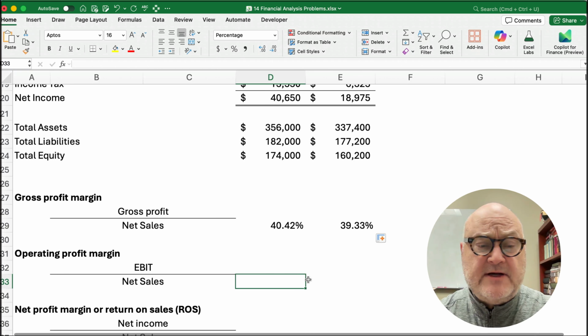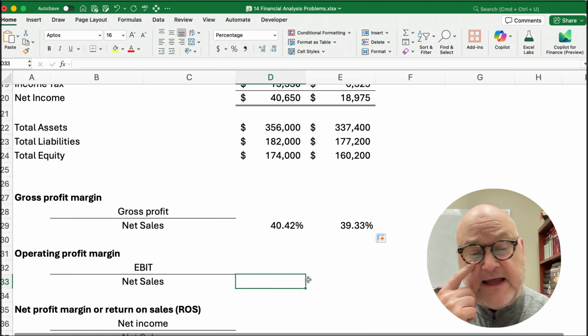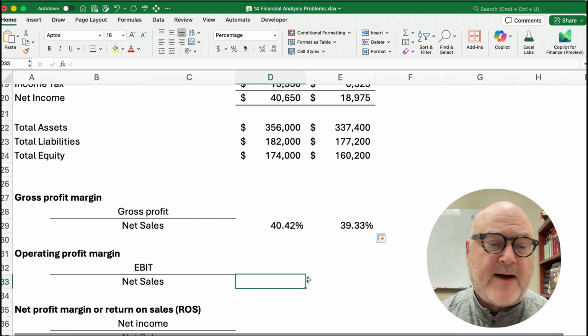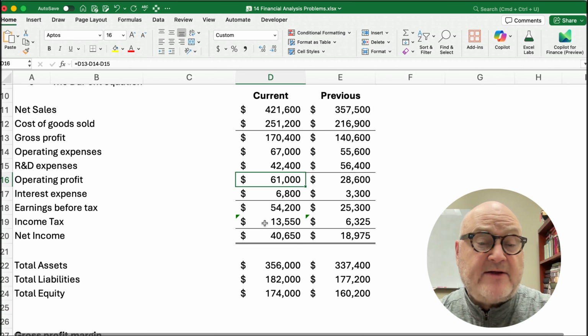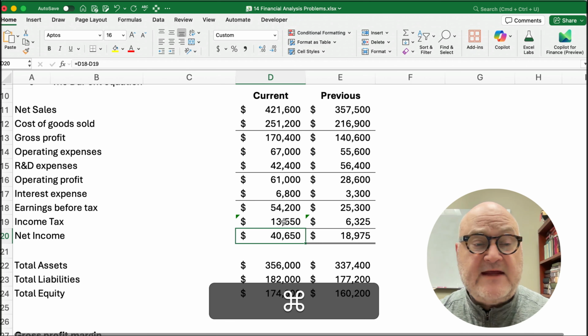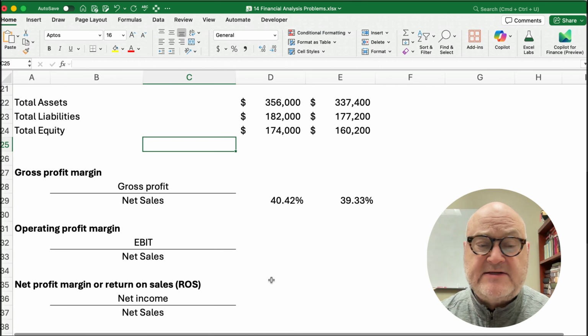And another way we're going to measure our profit is operating profit. So we need the earnings before interest and taxes, or the EBIT, and then divided by our net sales. Now, EBIT is going to be a very similar concept to operating profit. Sometimes you can just grab that number, but here's what happens. We have net income plus income tax gives us earnings before tax plus interest, and that will give us operating profit. So if we had to calculate it, we could take the 40 plus the 13 plus the 6,800, and that would equal our 61,000 here as our operating profit. We don't have to do that.